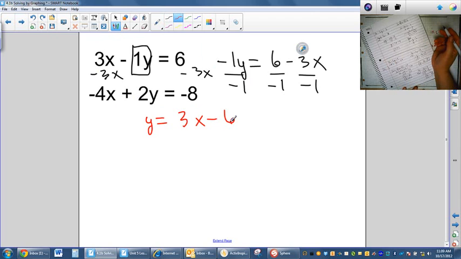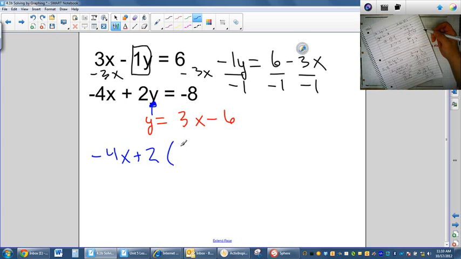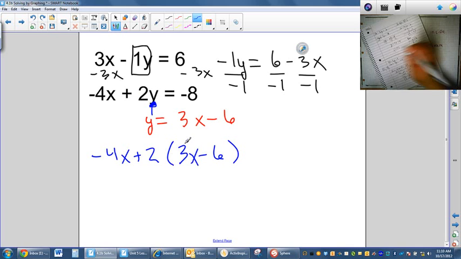Now that I know what y equals, what do I need to do? Jeffrey, what do I need to do now that I have y equals? Yeah, you want to plug it into the other equation. We manipulated this one, so we're going to plug it in right there. I'm going to do it in blue. We get negative 4x plus 2 times 3x minus 6, and we just keep going here. We can see it says equals negative 8.